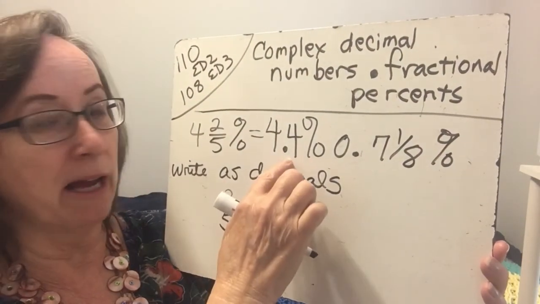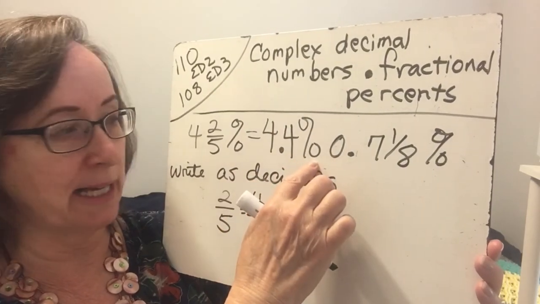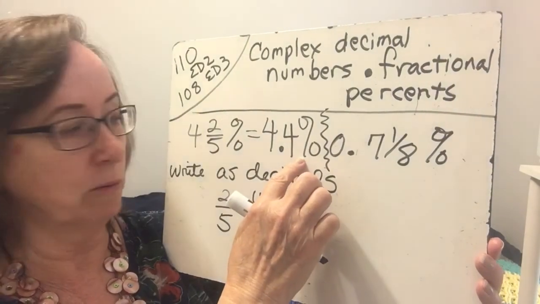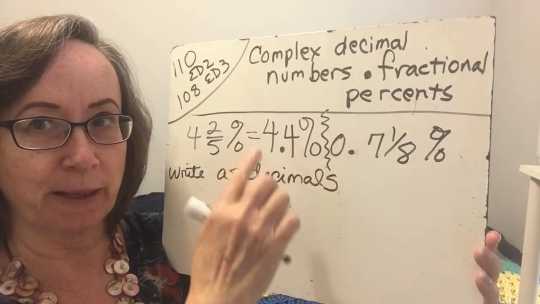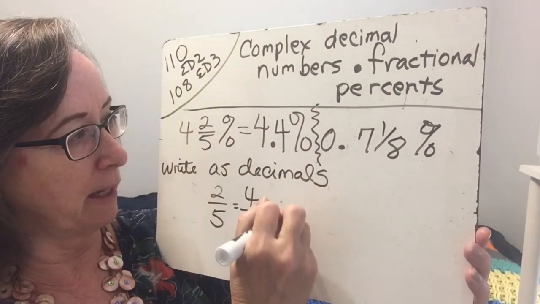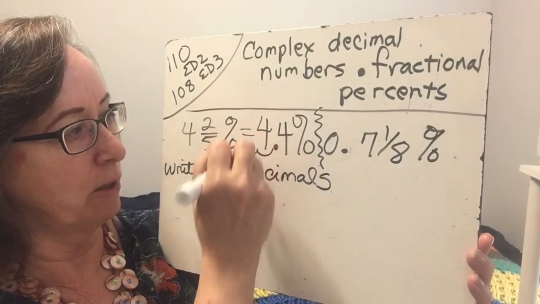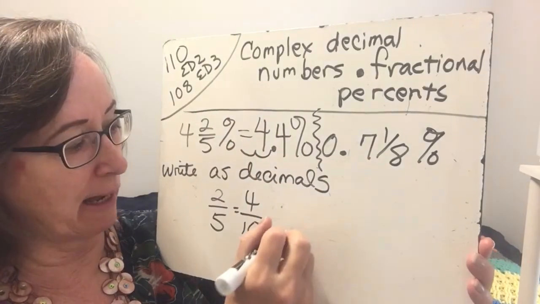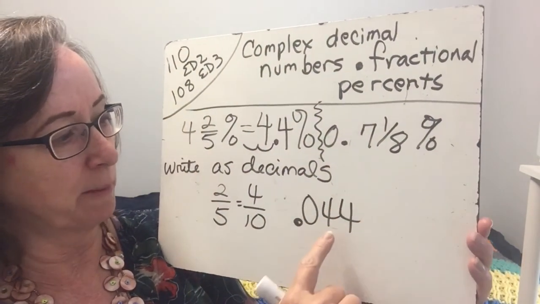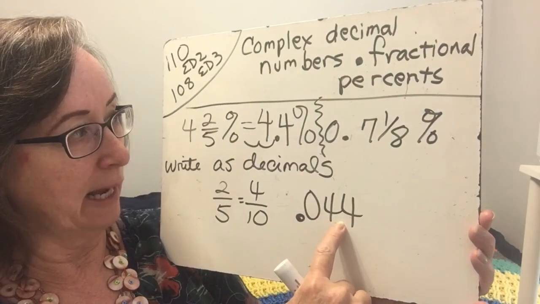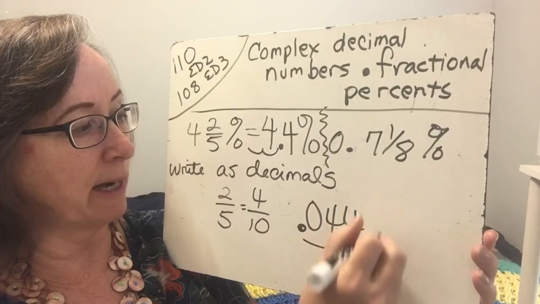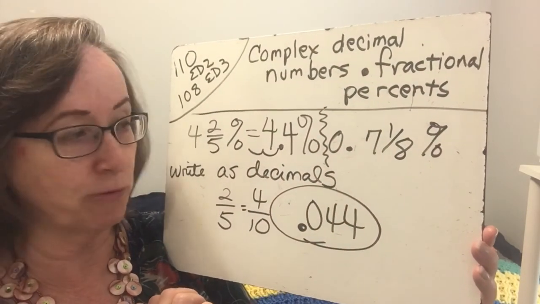Okay, so now that we have 4.4%, we know that the percent sign moves my decimal 2 places to the left. So this is going to be what? 1, 2. What happens when I go past it? I fill it in with zeros, right? So my decimal was here, and now it's moving 1, 2 places to the left, and the correct decimal would be 0.044.